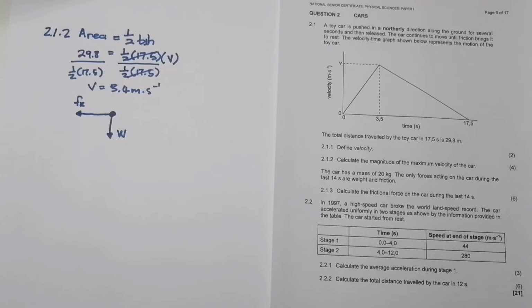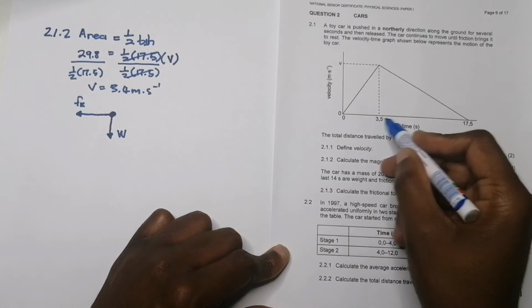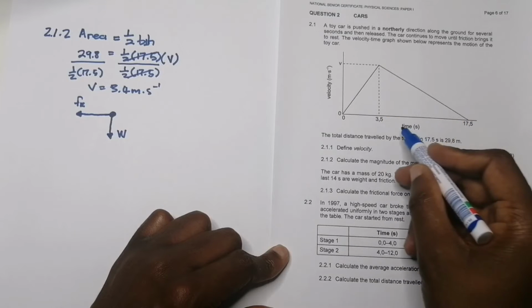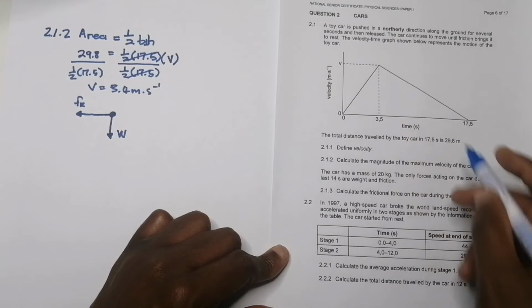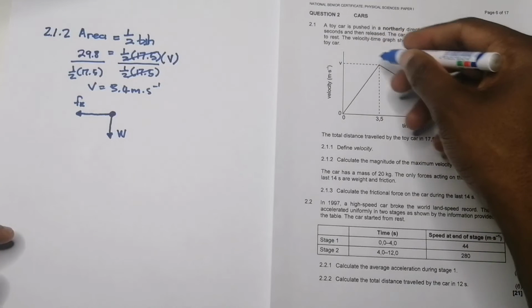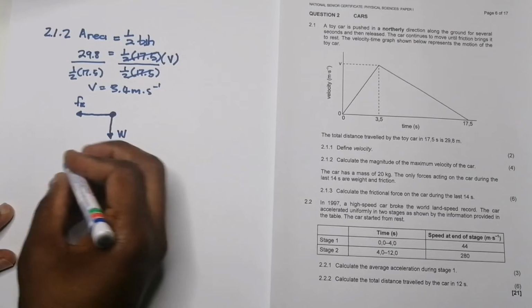Now they say to us, calculate the frictional force on the car during the last 14 seconds. Remember, the last 14 seconds are these ones here, from 3.5 to 17.5. That's our 14 seconds. Is it possible for us to find out what the acceleration of the car is during those last 14 seconds? Of course, now that we've got the graph, we know what the value of v is. We found it to be 3.4.